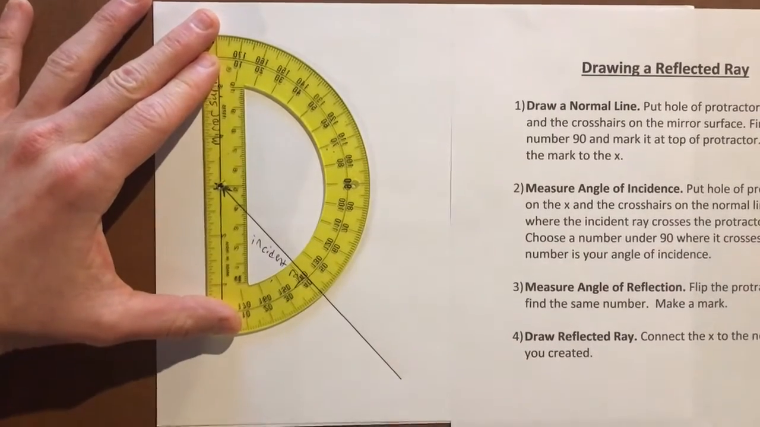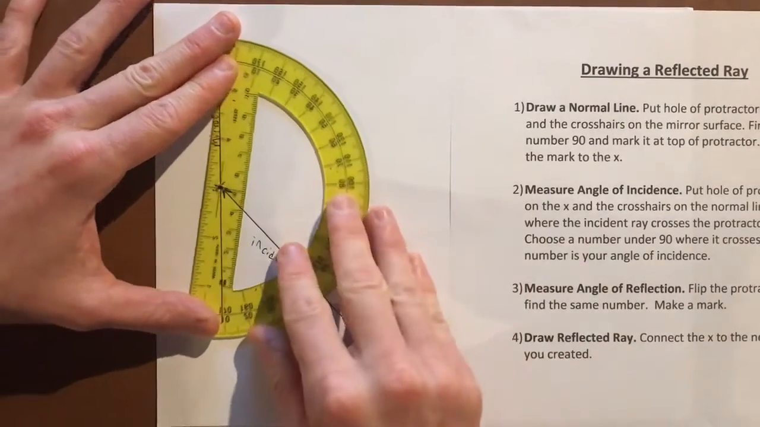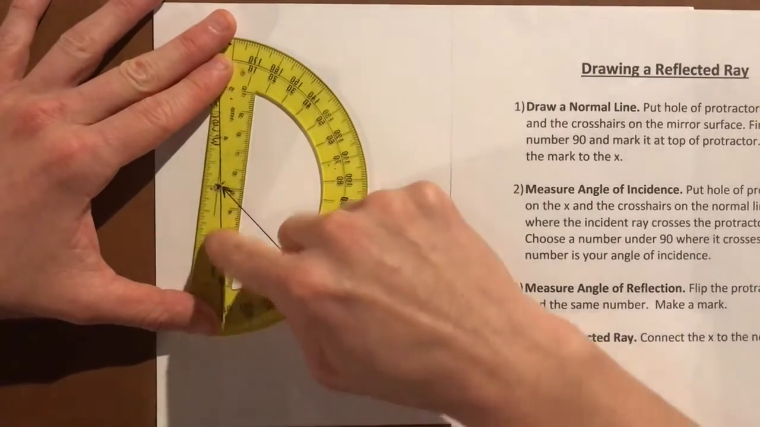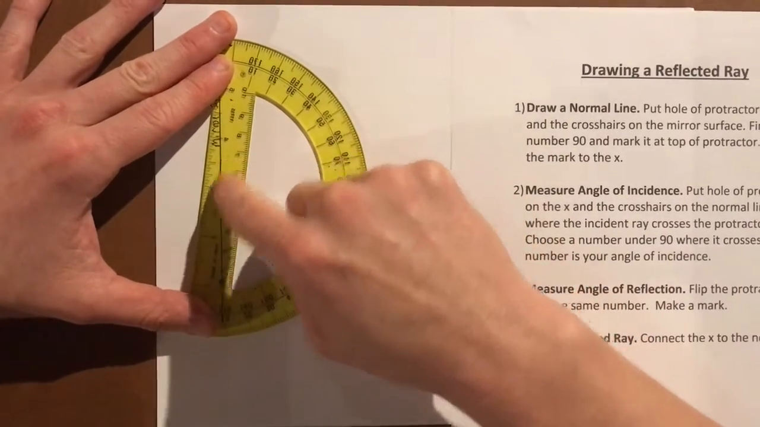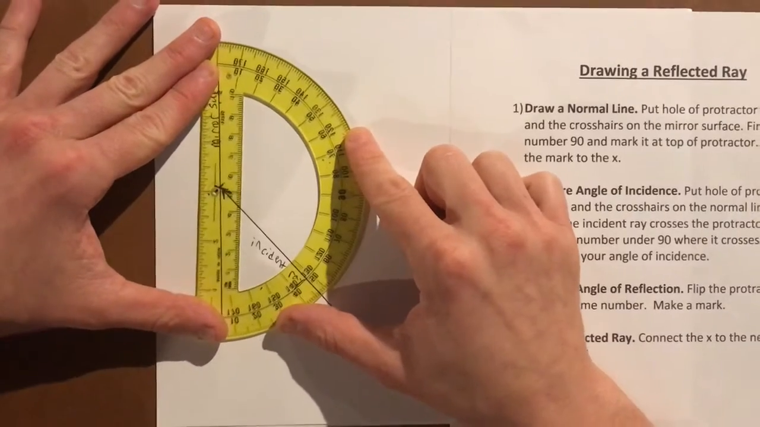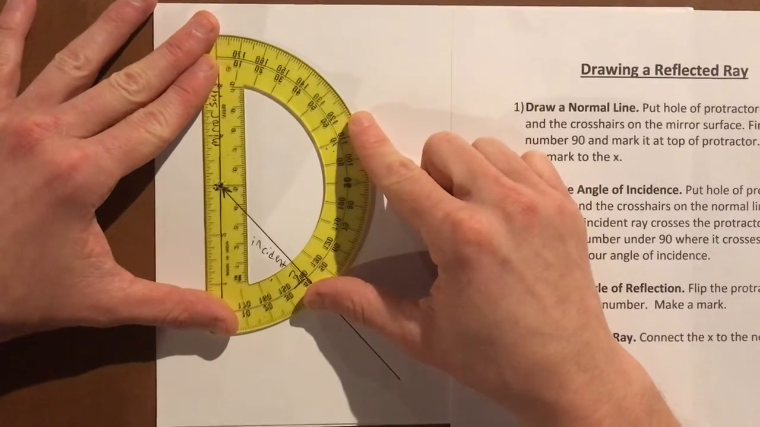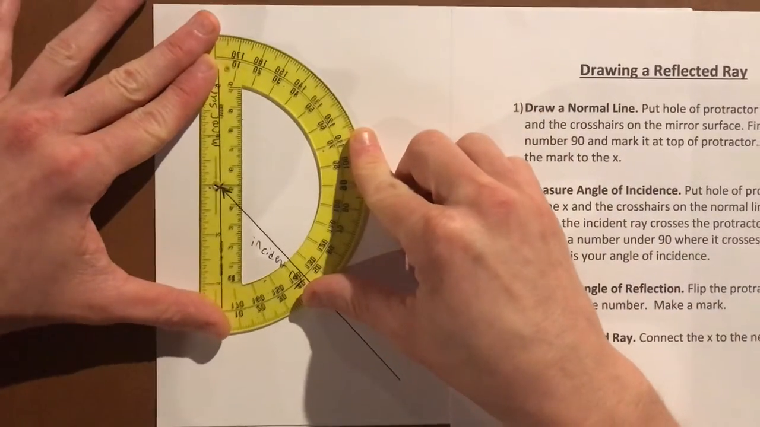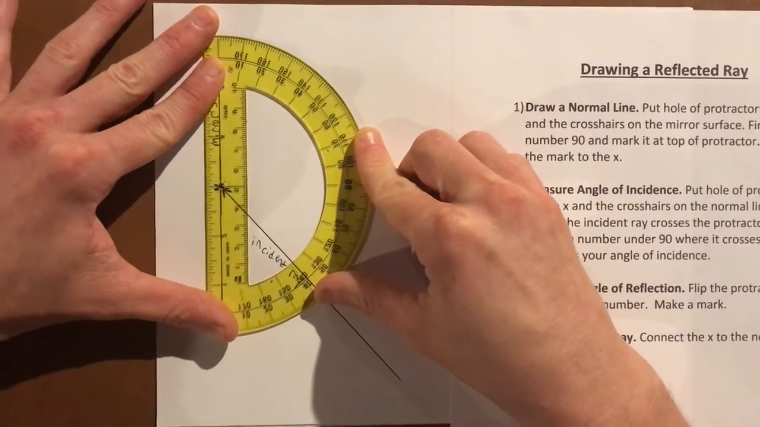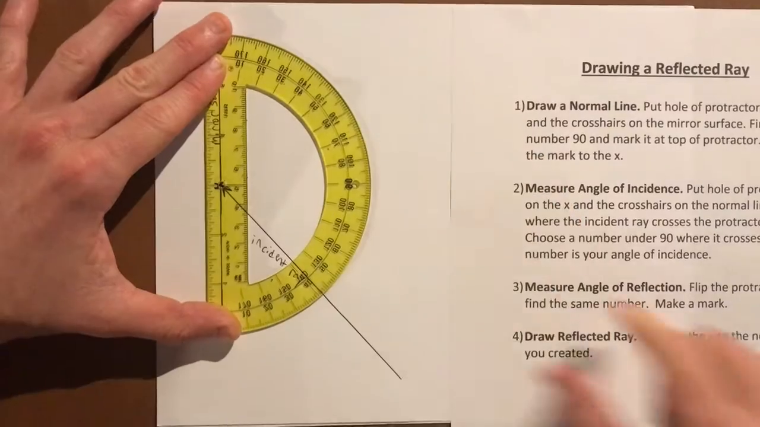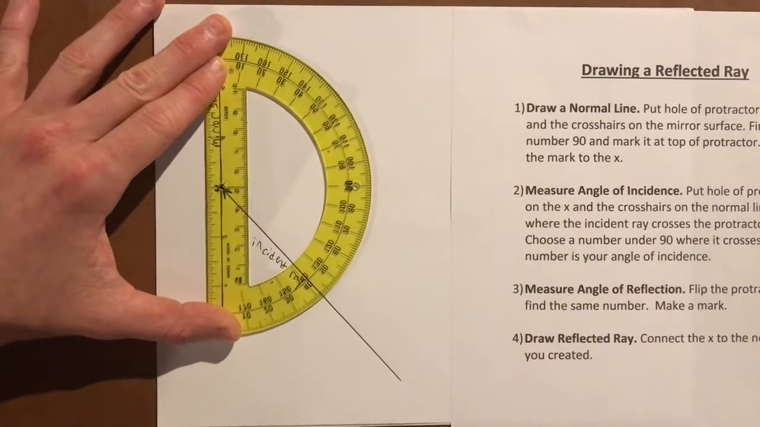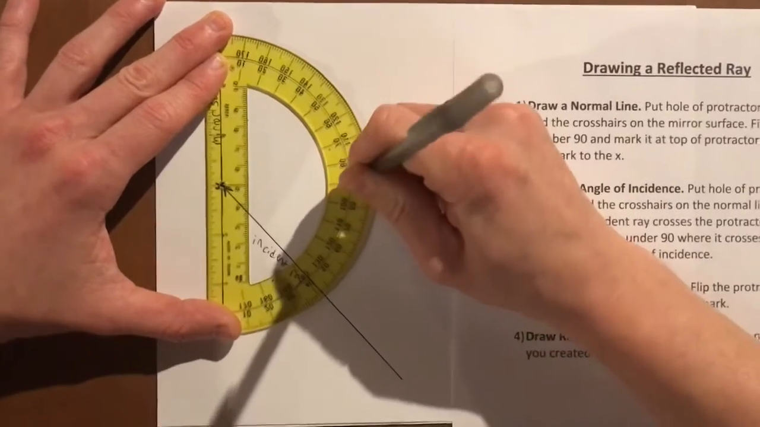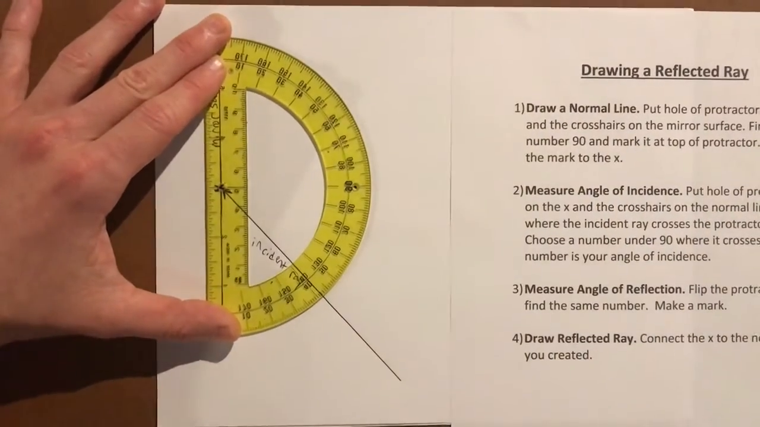Then find the number, not like this, so this is important. This is not on the mirror surface. This line right here needs to be lined up perfectly with the mirror surface like that, not like that, not like that. They need to fall right there on the mirror surface. And then find the number 90. My protractor is upside down, but I can find the number 90. It's right there all the time.